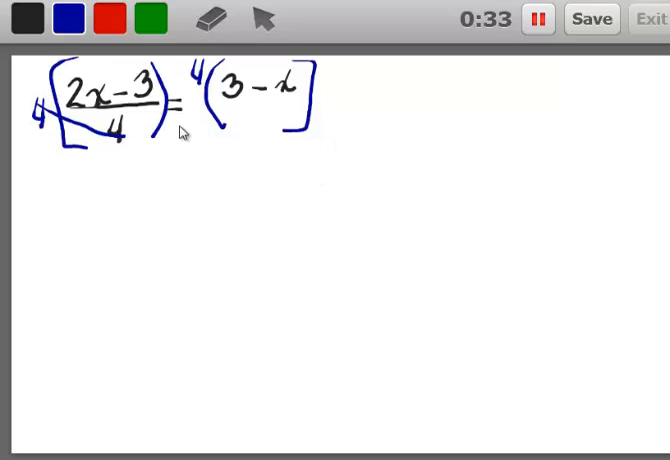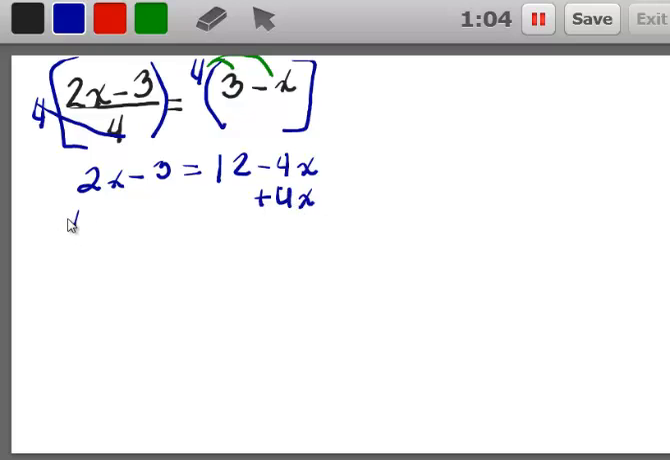So this will cancel out. You're multiplying this all by 4 because what you do on one side, you must do on the other. So 2x minus 3. And then this uses the distributive property. So you're going to get 12 minus 4x. So you're going to add 4x to both sides. One, I like to keep my variables positive. You don't have to.